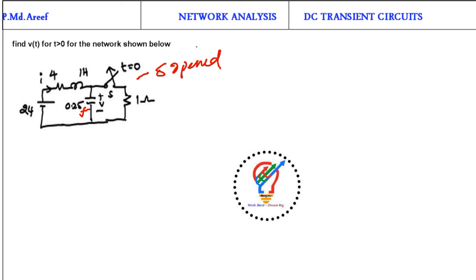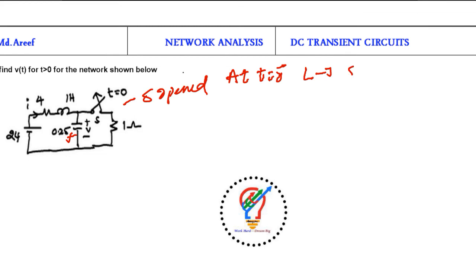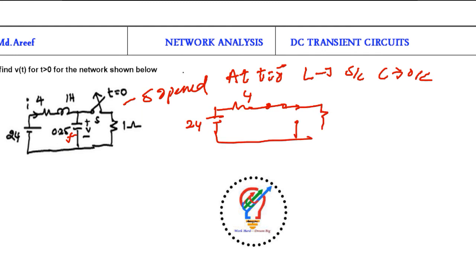Before finding the equation, let me consider t equal to 0 minus and what the condition of the circuit is. At t equal to 0 minus, the switch is in the closed position. So the inductor acts as a short circuit and the capacitor acts as an open circuit. We will redraw the circuit: 24 volts, a resistance of 4 ohms, a short circuited inductor, an open circuited capacitor, and here a resistance of 1 ohm.